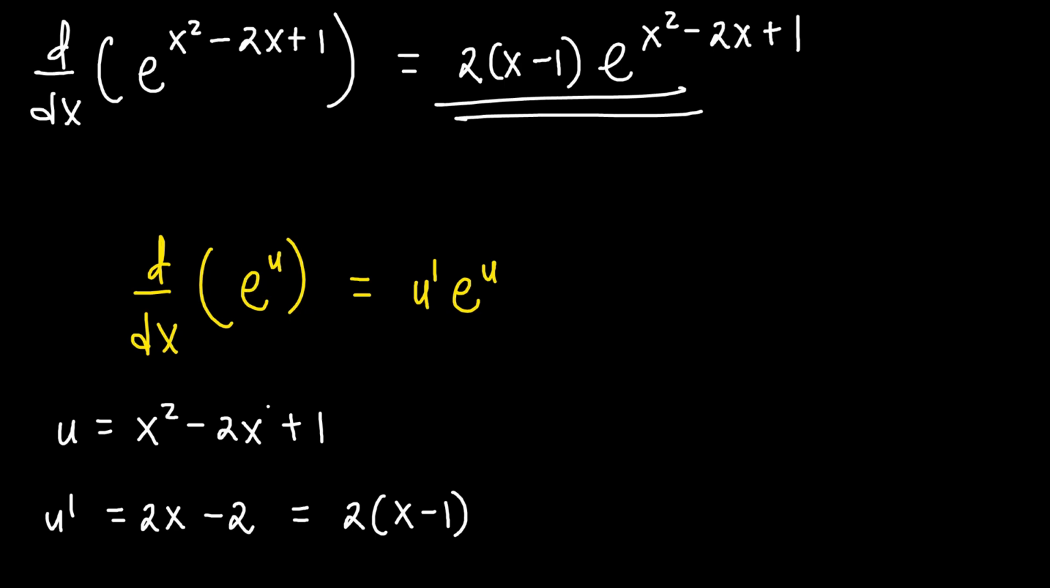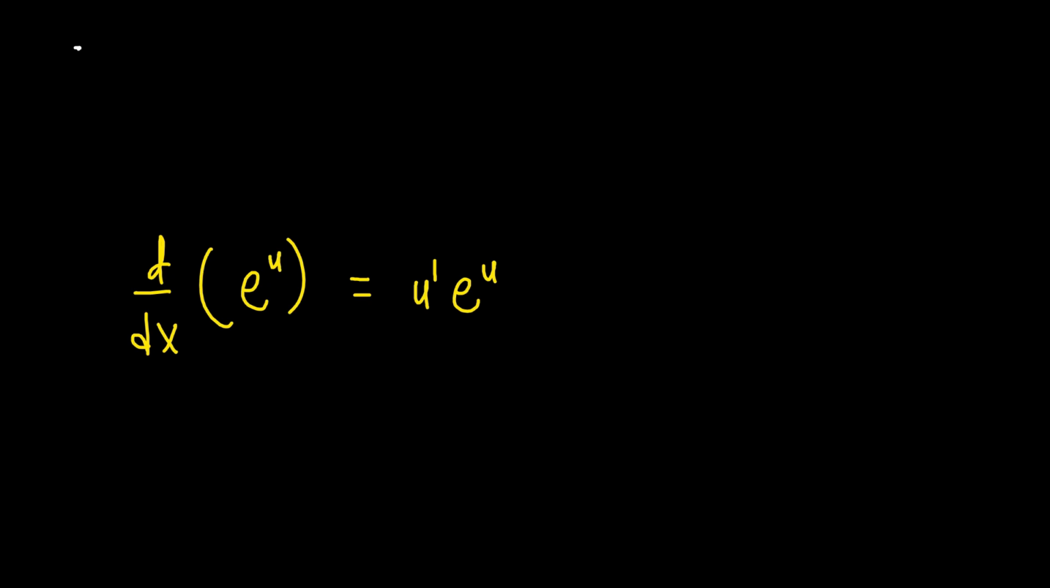And that's our answer. Now what if you had the derivative of 4 times e to the power of 3x squared?